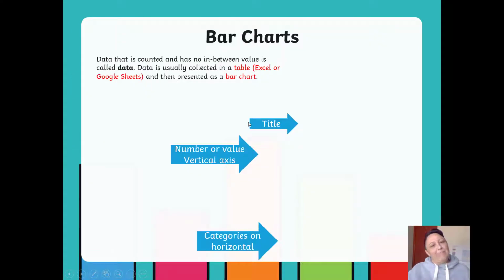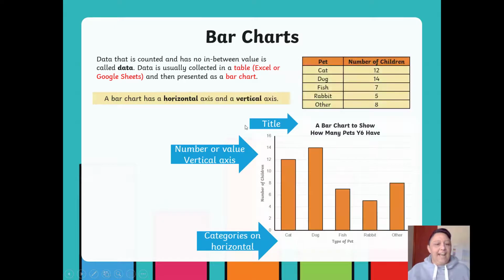Okay, now let's talk about bar charts or bar graphs. Data that is counted and has no in-between value is called discrete data. Data is usually collected in a table, which can be done in Excel or Google Sheets. As you can see here, this would make more sense. In this bar chart we're talking about how many pets year 6s have. They've got the categories of pets down this side, and then across here we've got the number of children. So people have tallied this up.